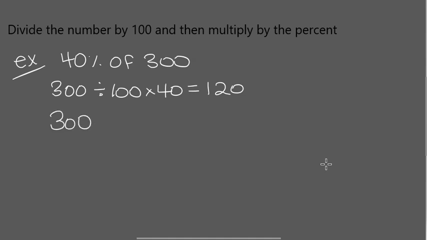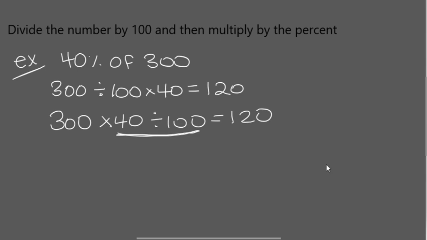The thing with multiplying and dividing is you can actually swap the order that you're doing them in. So instead of going 300 divided by 100 times 40, I can go 300 times 40 divided by 100, and that still equals 120. Because then, 40 divided by 100, that's the same procedure we use to turn our percent into a decimal. So 40 divided by 100 would give me 0.4 or 0.40. And that still equals 120.